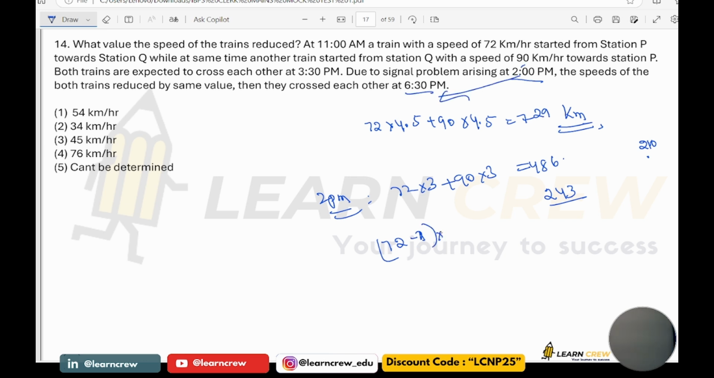So 72 minus x, and both are traveling in opposite directions, so I am adding their speeds, into 4.5 is equal to 243. If I solve this, I will get x is equal to 54. So option 1.